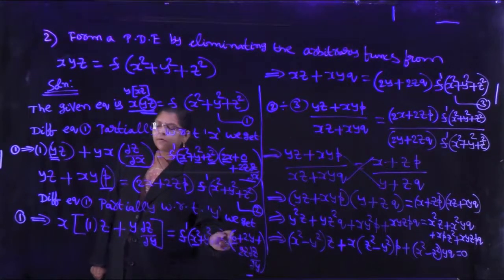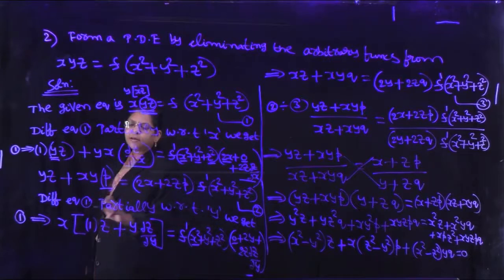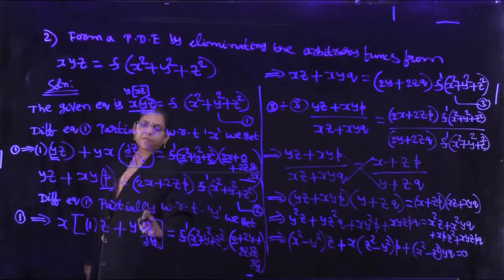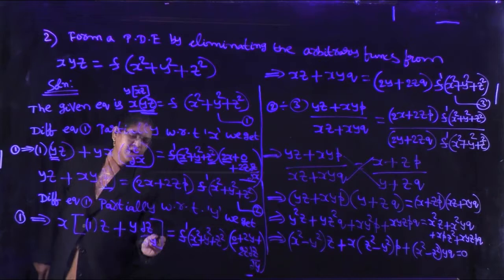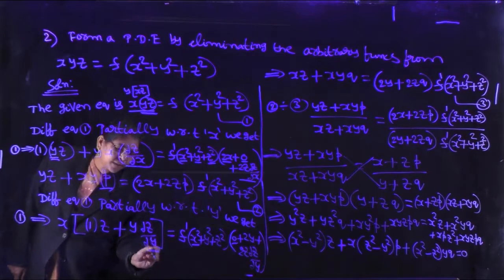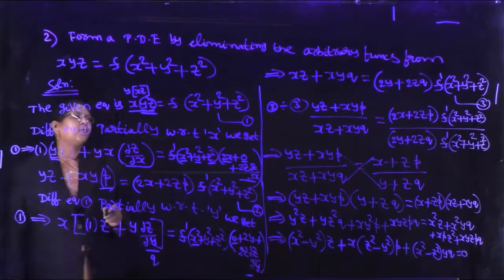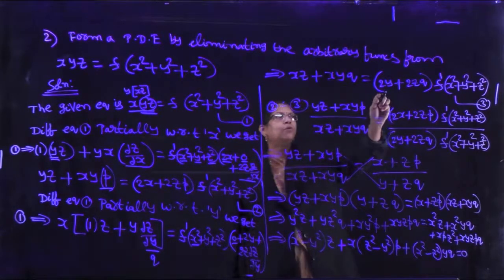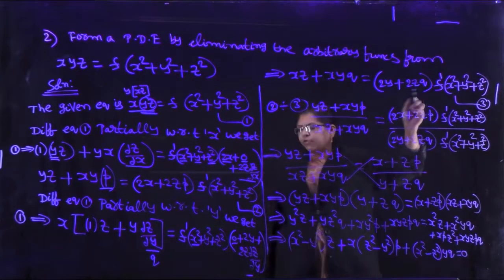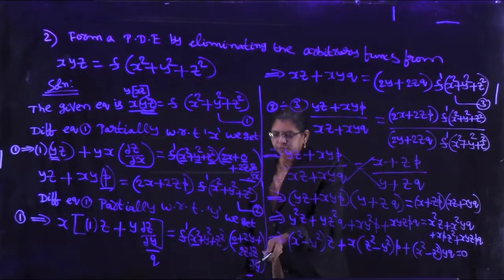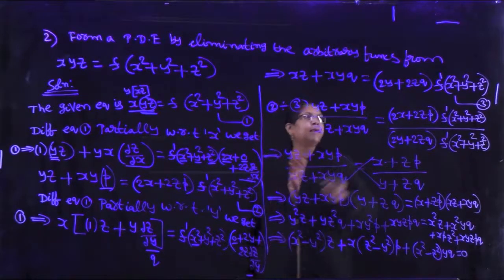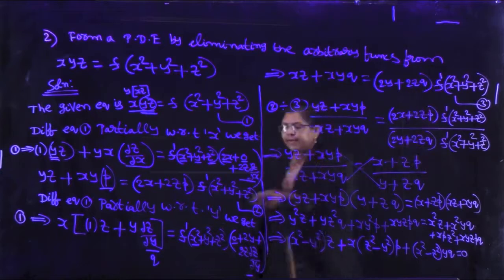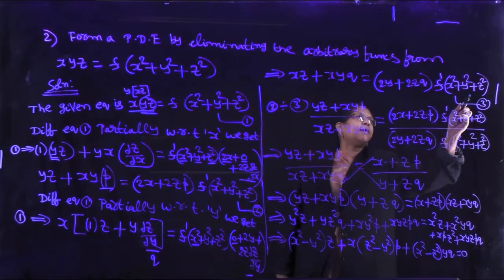If you simplify, what will you get? xz + xy ∂z/∂y, where ∂z/∂y is q. So you get xz + xyq equals (2y + 2zq) into f'(x² + y² + z²). Take this as equation number 3.